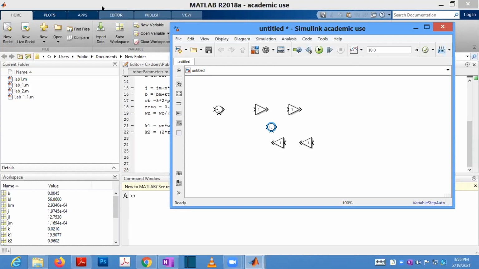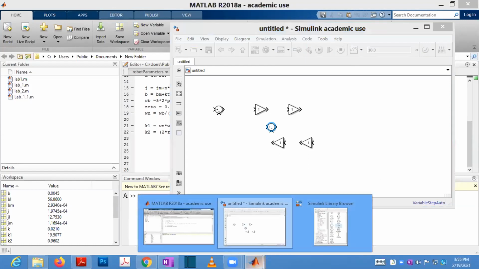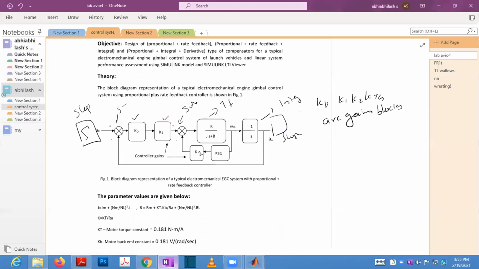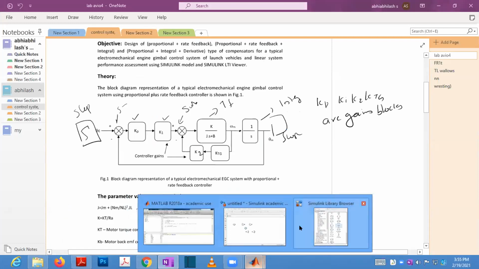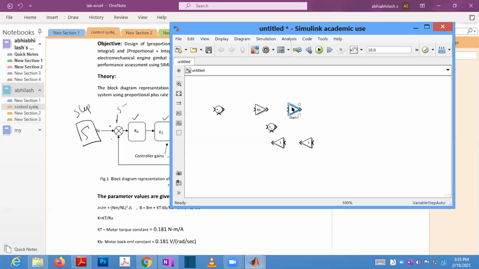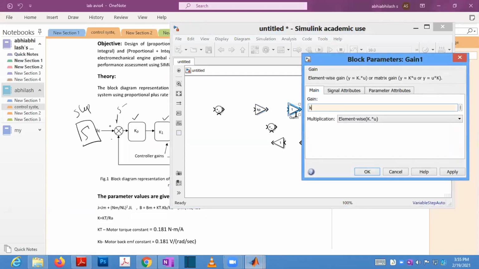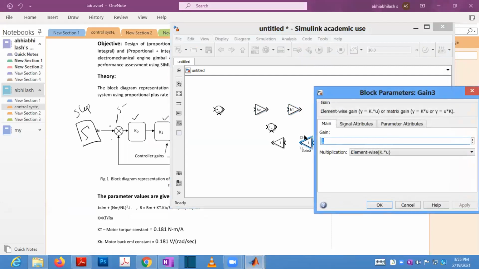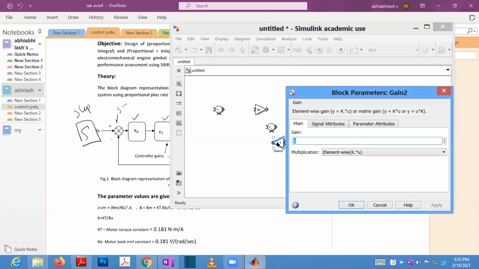So others are completed up to this point now. Yes, sir. Doing Simulink. So KP is here, K1 is here, K2 and KTG. So this one is KP, this one is K1, and KTG, and K2.